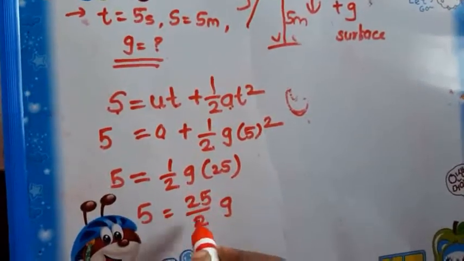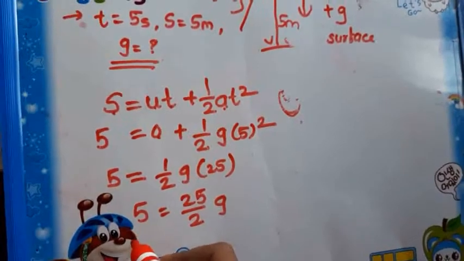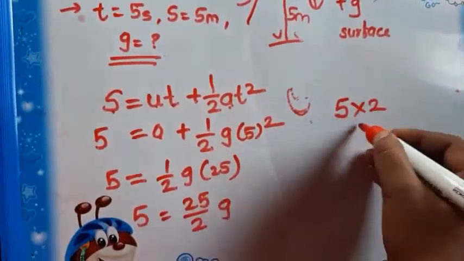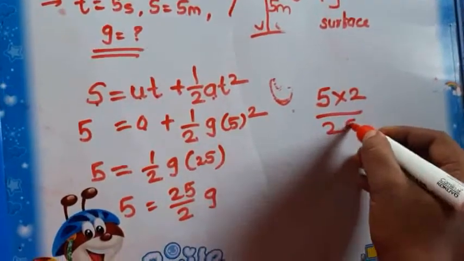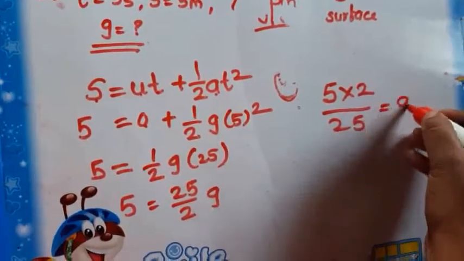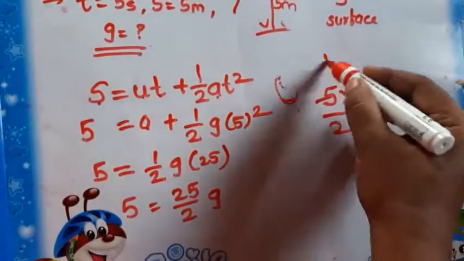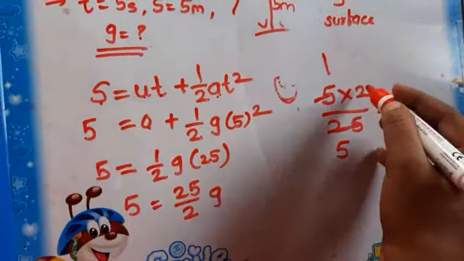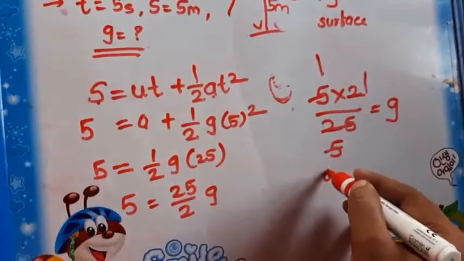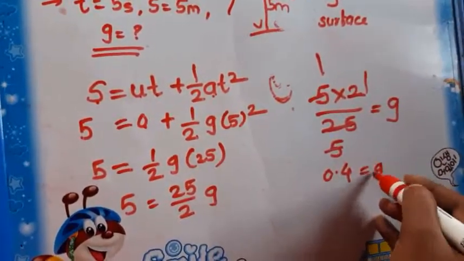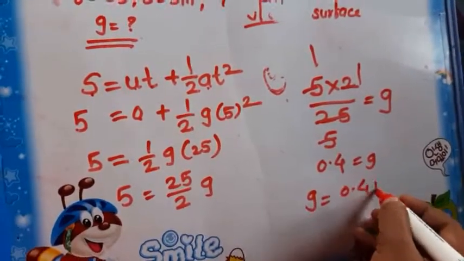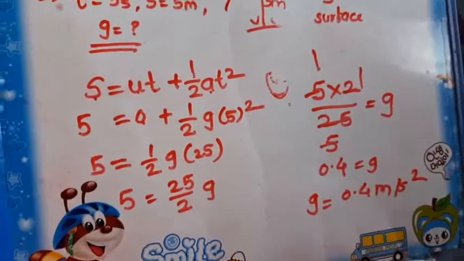Now this term we will send next to the equal to sign. So it will become 5 into 2 divided by 25 is equal to g. So it will be 2 divided by 5 and that is nothing but 0.4. As it is acceleration due to gravity, the unit will be meter per second square.